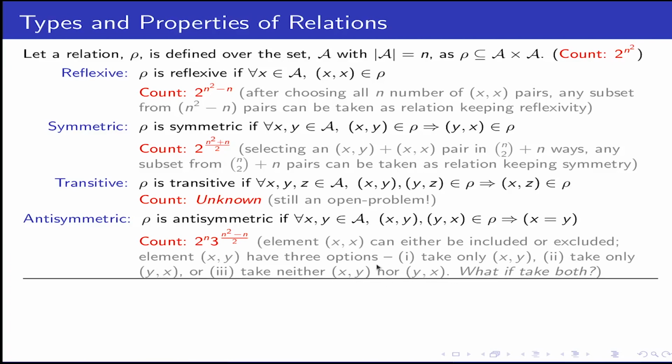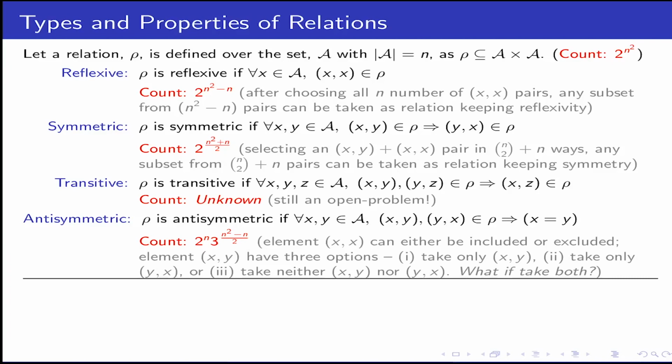Whenever we take both, we have already counted that, because whenever we take both, it implies that for asymmetry to hold, x equal to y, we have counted it by xx. So 2 to the power n into, there are 3 options, and in these 3 options we have nC2 possibilities of different pairs. So therefore 3 to the power nC2 is the number of choices that we have for these 3 options. So the total count of asymmetric relations we have is 2 to the power n into 3 to the power nC2.